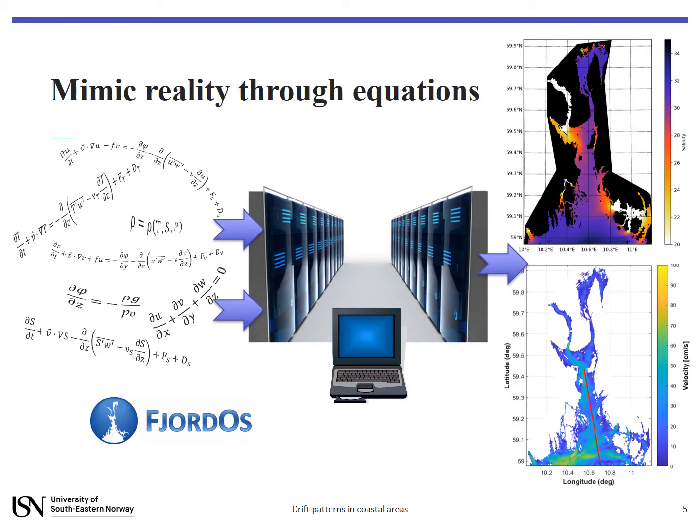During the last few years, we have been working on the ocean model Fjordos to predict currents and hydrography in the fjord. Modeling of drift patterns in coastal areas is a challenging task due to complex topography causing a flow pattern that varies over short distances and during short periods in time. In a numerical model, we try to mimic reality through equations.